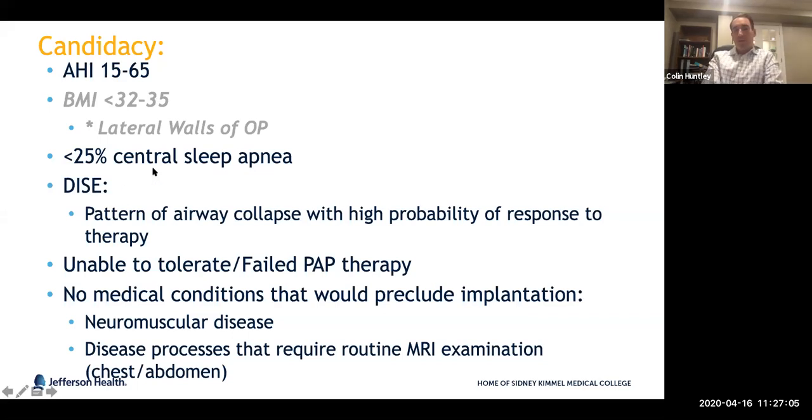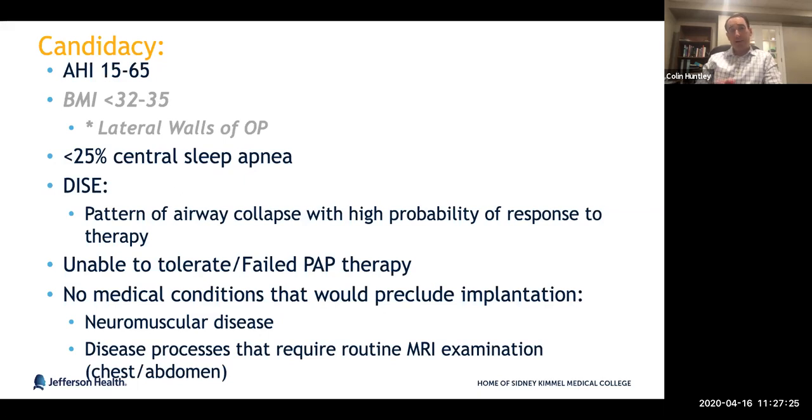This only works for patients with obstructive sleep apnea. So patients need to have less than 25% central events on their sleep study. Obviously, by stimulating the tongue, we're not going to have an impact on central events, but we're able to move some of that anatomy out of the way and open up the airway.